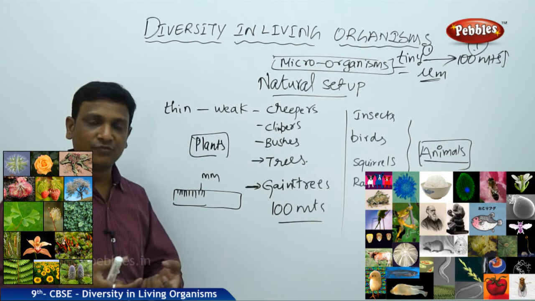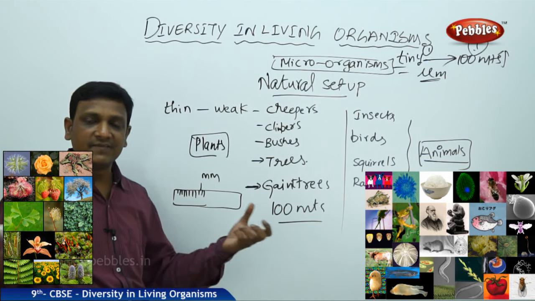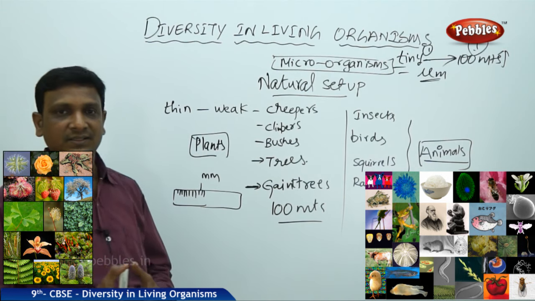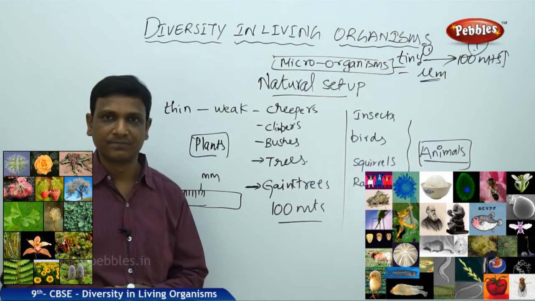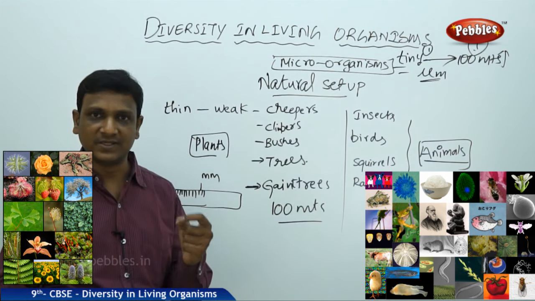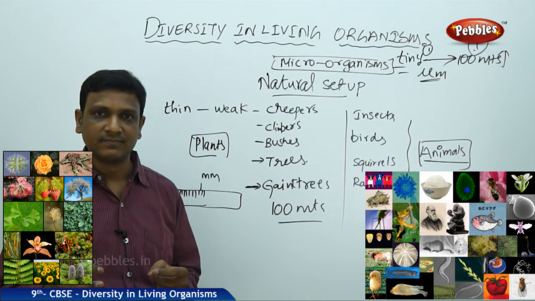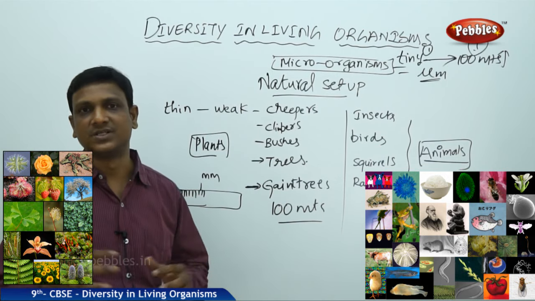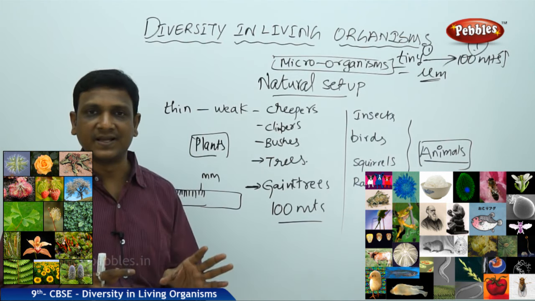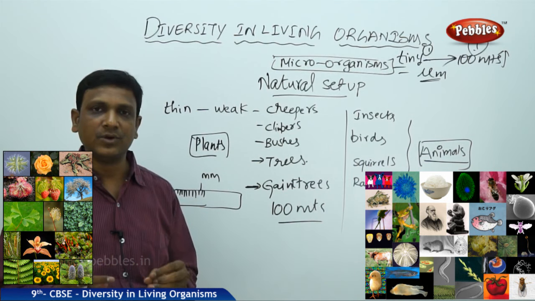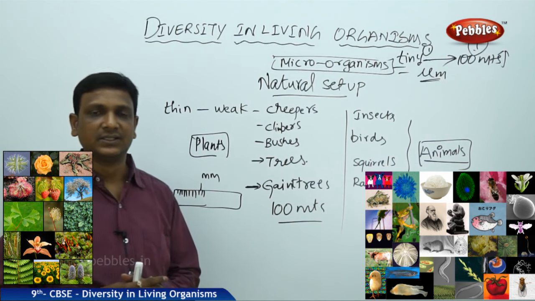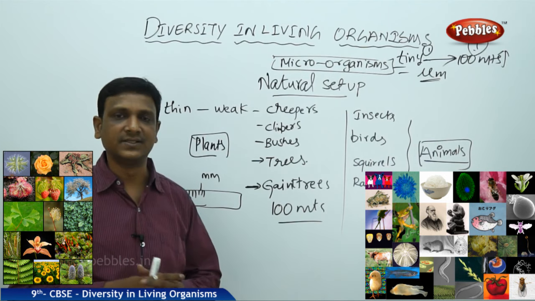If in the same group that much difference is there, between different groups of animals and plants, how many differences are there? Then how do we study all these organisms? Is it possible for a person to study each and every organism on this planet in his lifetime? Certainly not. It's not possible. No one can study each and every organism on this planet individually, even though he spends all his lifetime. It is not possible. Then what is the way? Then how can we understand this diversity?